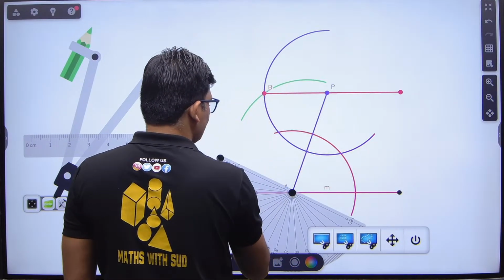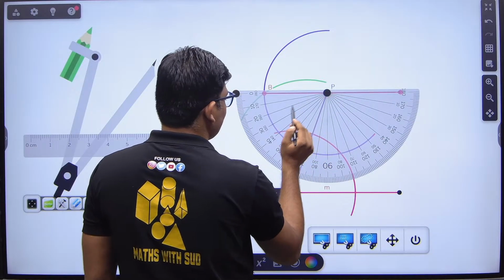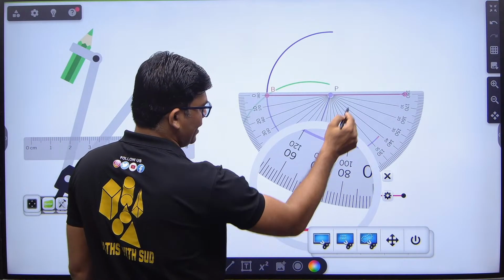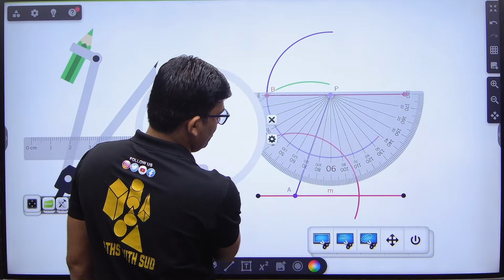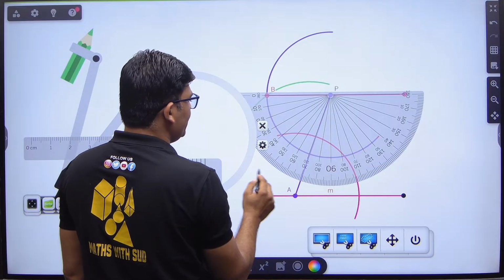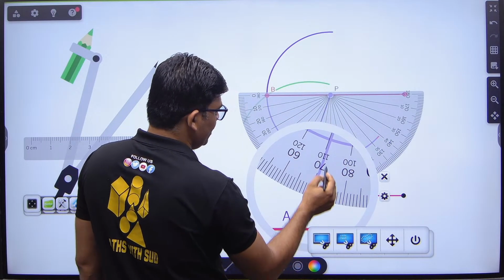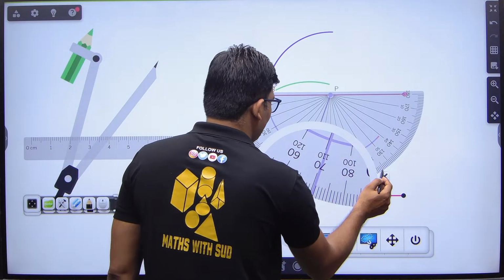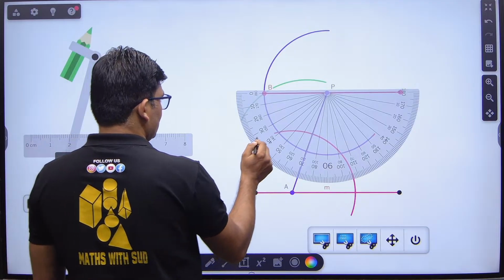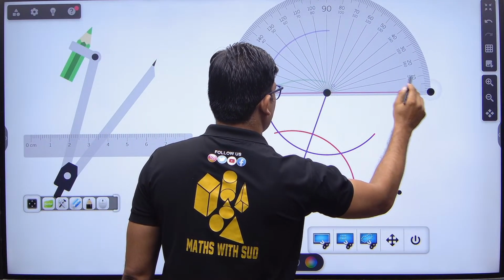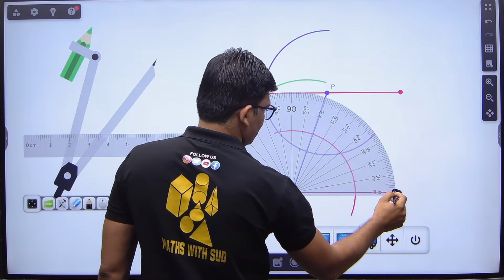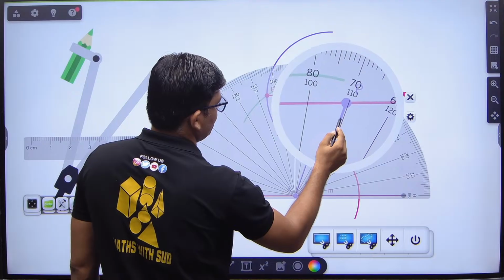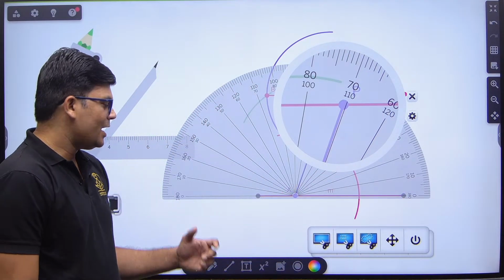So I'm going to rotate this protractor and show you this angle again. You can see, this is the same angle. From this side if you measure, these are alternate interior angles, and you will see that this particular angle P is coming between 69 and 70. The same angle can be seen from here as well. Again you see this angle is between 69 and 70. So the angle comes the same.